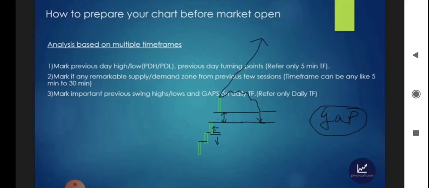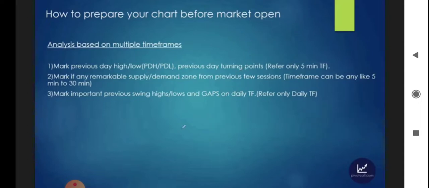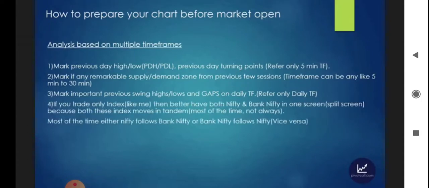Second thing, I've seen gap borders are also very important support and resistance. What is your gap border here? This is the lower border, right? This is the upper border. Most of the time I've seen price comes down, takes the support before filling the gap, takes support here and again bounces. Later it may come back, but this is one of the supports, this can also be support. So that is why gap borders are also very important.